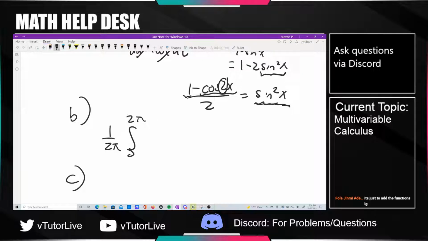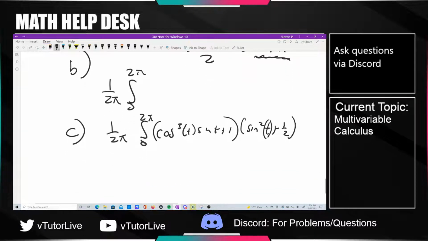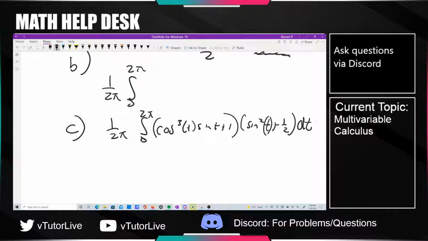All right. So then the next part asks you to do a slightly trickier integral with f being multiplied by h. So if f looks like cosine cubed of t, sine of t plus 1, and you're multiplying that by sine squared plus 1/2. Well, okay. We can FOIL this out a little bit, and you're going to get some terms that are easy and some terms that are quite nasty. So just FOIL.